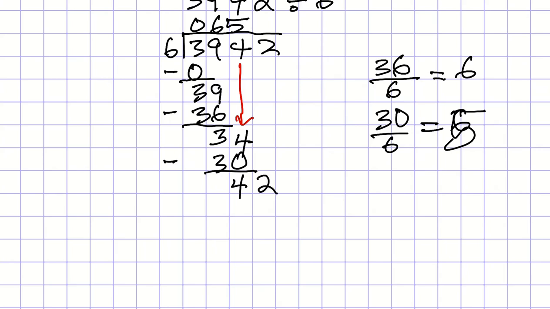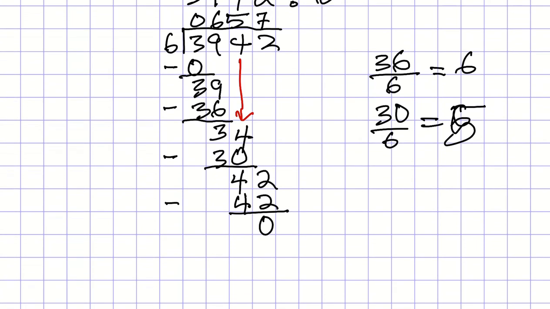So how many times will 6 divide 42? Yes, it will go. 42 divided by 6 is 7. So you put the 7 here under 2. And then you say 7 times 6 is 42. And then you subtract, right? Subtract is 0. So you're done. We're done right there.